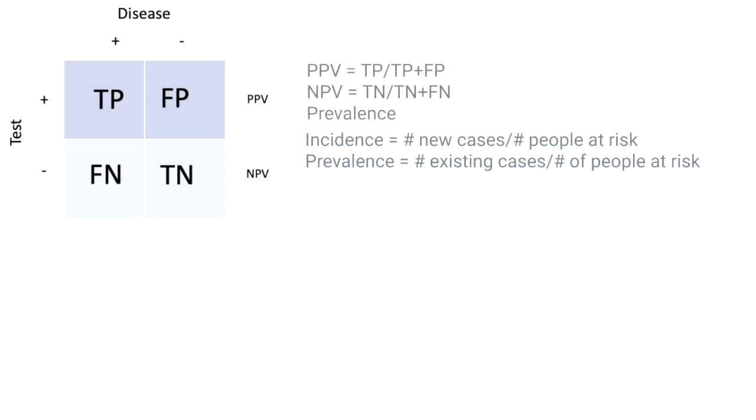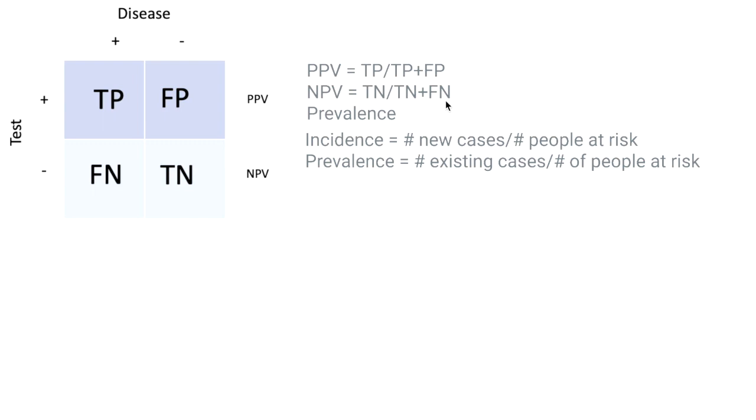And next we're going to be talking about positive predictive value and negative predictive value. First of all, the equation. So positive predictive value is true positive over true positive plus false positive, while negative predictive value is true negative over true negative plus false negative.